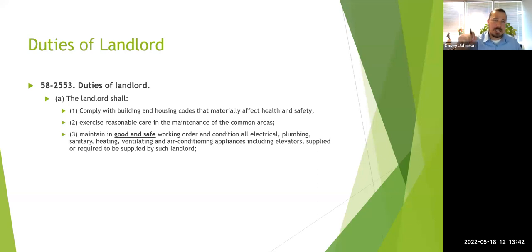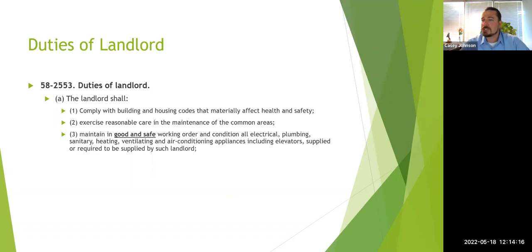In good and safe working order, all of the systems in the house, so electrical, plumbing, sanitary, heating, venting, and air conditioning appliances. And so there's a question about whether appliances modifies air conditioning or whether it modifies all of those things. Does the landlord have to keep, so for example, a plumbing appliance, the toilet, right? The toilet is a plumbing appliance. It's not technically part of the plumbing. It's not pipes. So my argument has always been that if the landlord supplies it, or if they're required to supply it, the landlord has a duty to fix it.